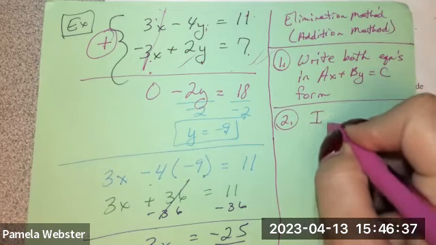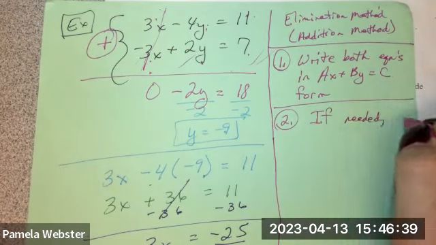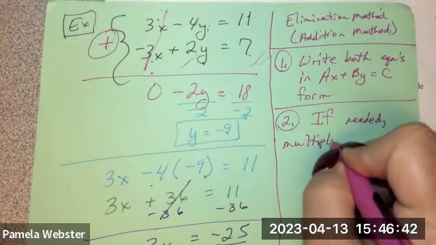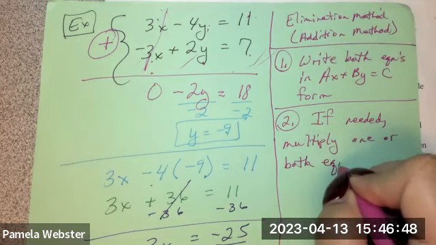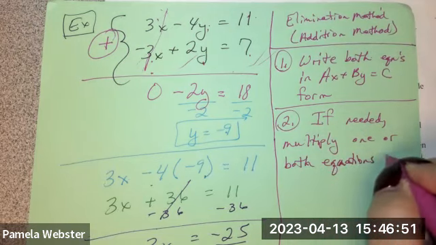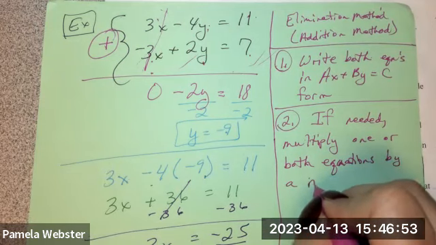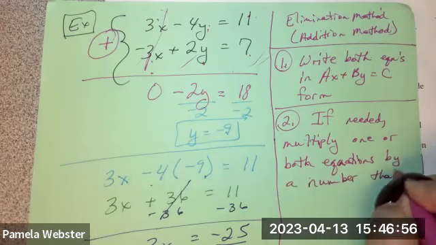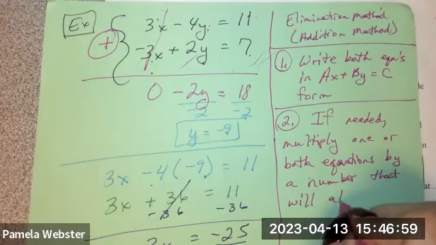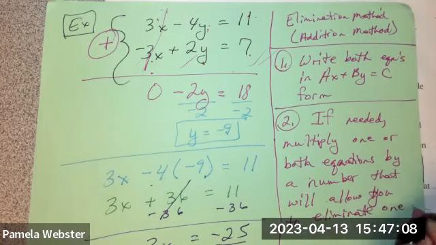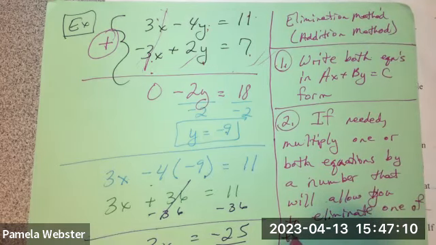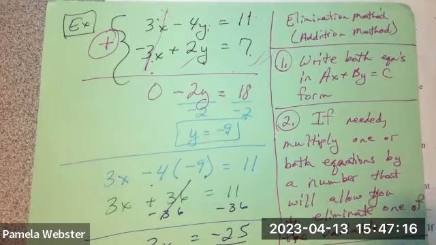Number 2, if needed, multiply one or both equations by a number that will allow you to eliminate one of the variables. And again, we don't care which one of the variables. We just need to eliminate one of the variables. Okay, this is the step that's going to take some thought.